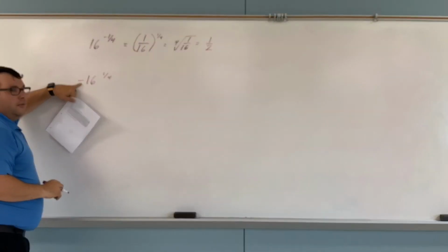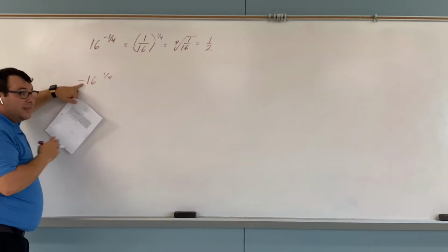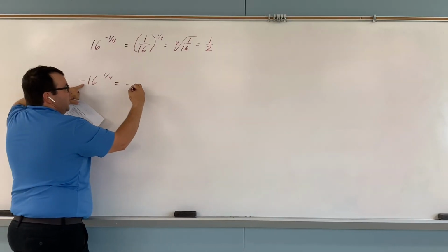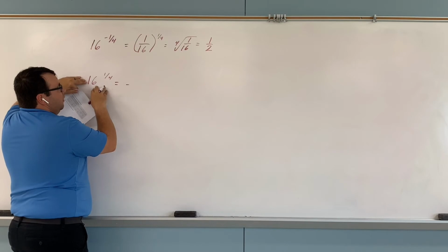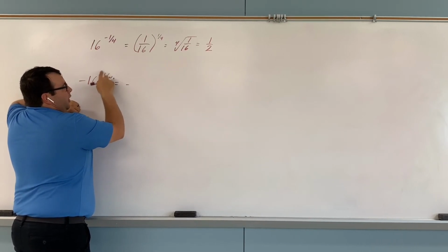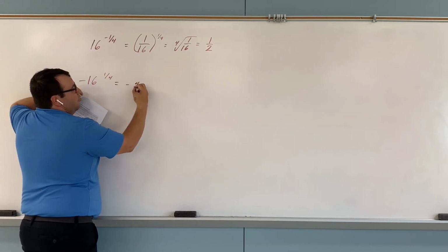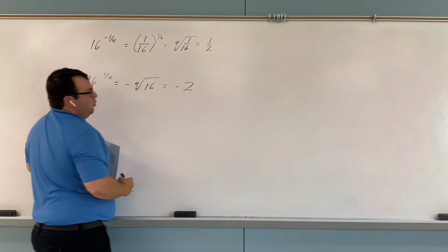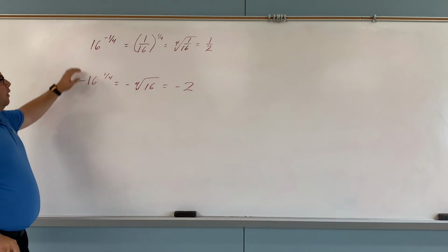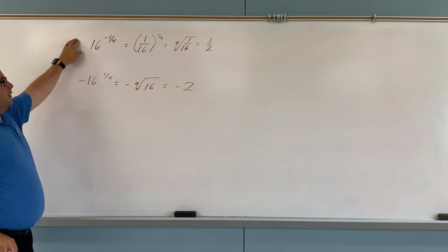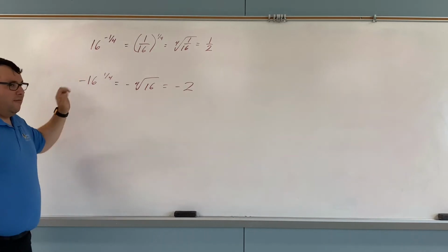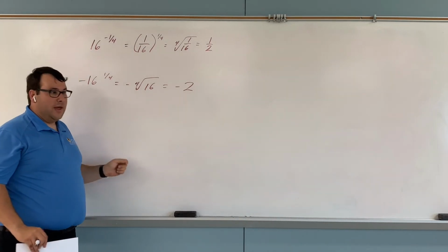This negative outside of my base is completely separate to begin with, so leave it alone. This is a negative, and then I can go straight into converting, because this is already a positive exponent, so that is a negative 4th root of 16, which is a negative 2 as an end result. So don't get confused on where these negatives are, and make sure you have a very clear understanding of how that negative applies to that problem.